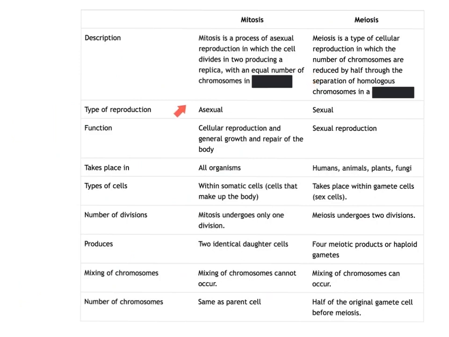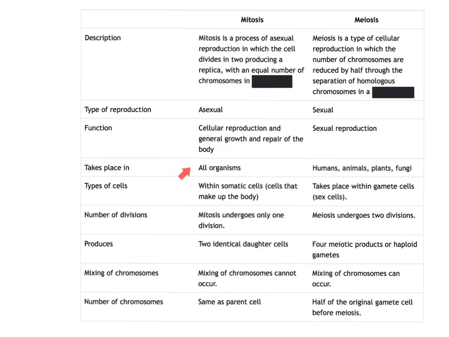So mitosis is an asexual type of reproduction. Meiosis is a sexual type of reproduction. The purpose of mitosis is to replace worn out or damaged cells of the body. The purpose of meiosis is to produce gametes for sexual reproduction and to maintain a constant chromosome number within species.